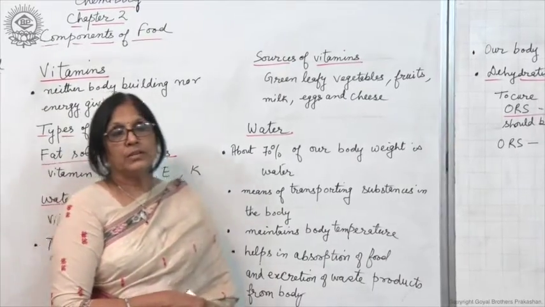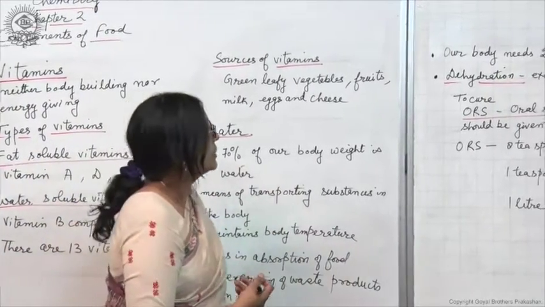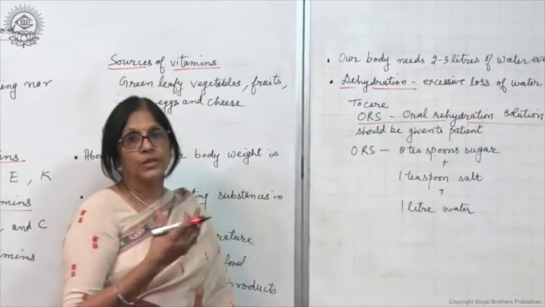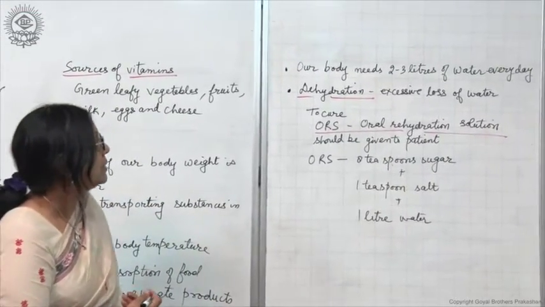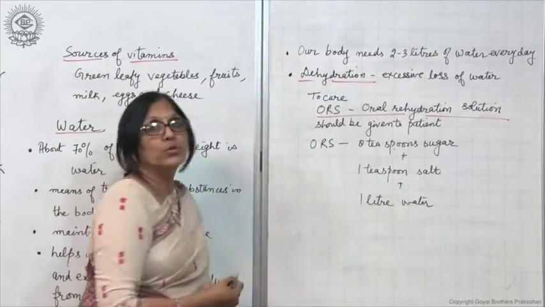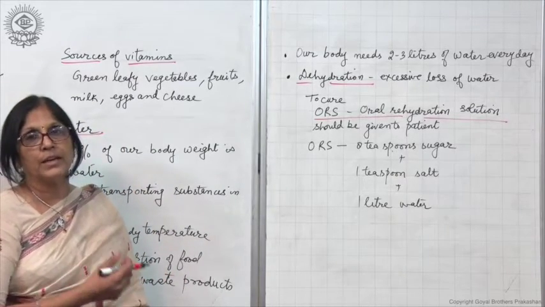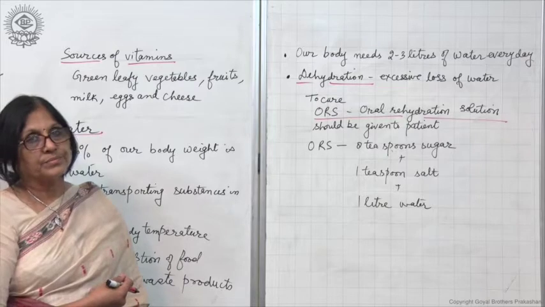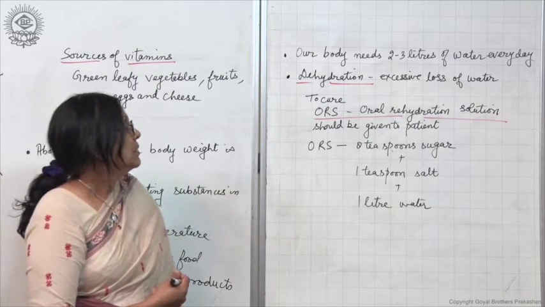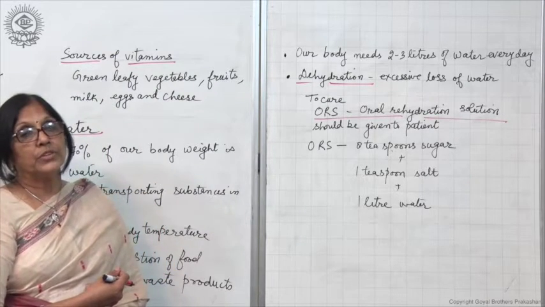You need to drink a lot of water, and how much water does a human body require every day? Our body needs about 2 to 3 liters of water every day, or approximately you can say 8 to 9 glasses of water. And sometimes what happens?